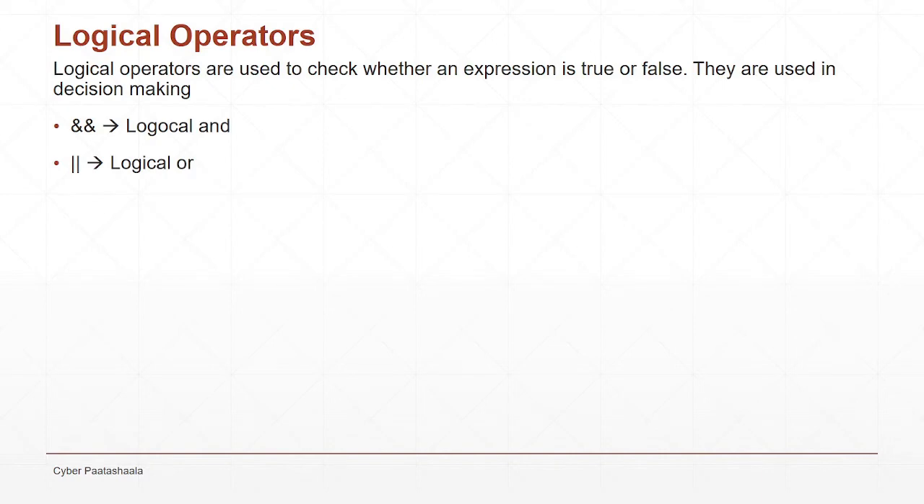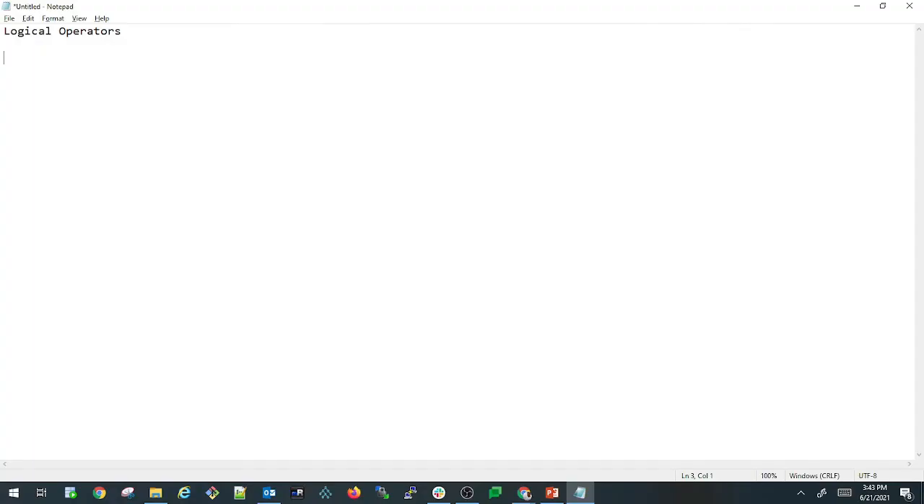So the logical operators. These logical operators are used to verify whether the given expression is true or false. And these logical operators are used in decision making. These are the two logical operators that we have, a logical AND and a logical OR. Let us quickly look at these logical operators. Let us start with the logical AND operator.